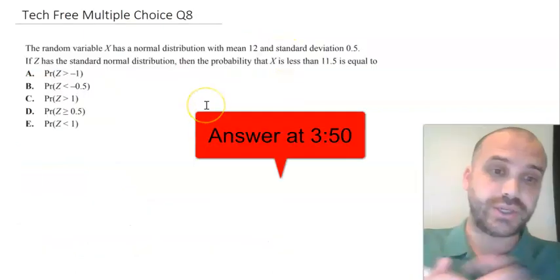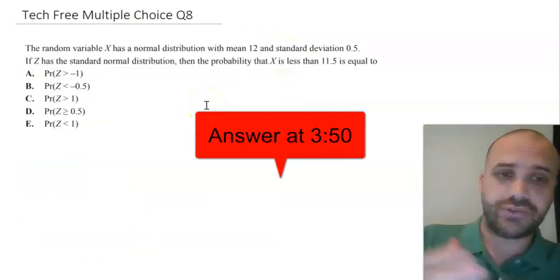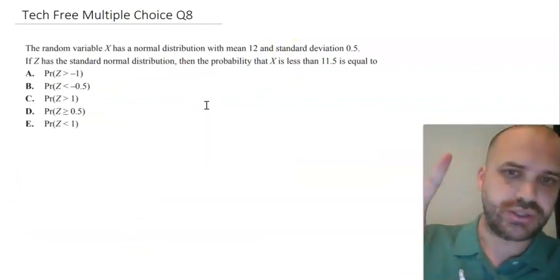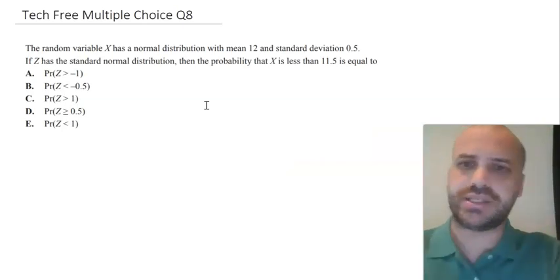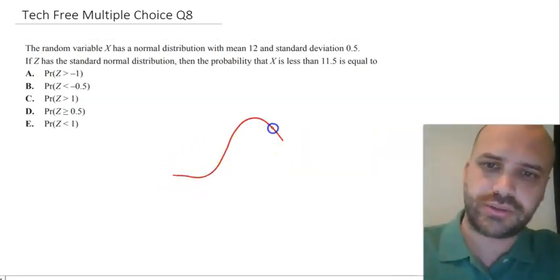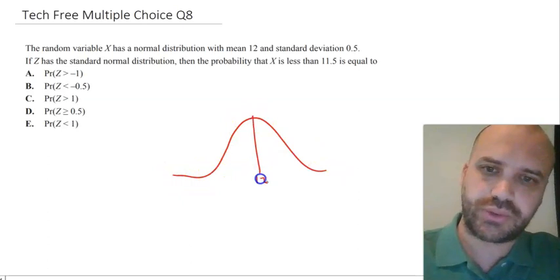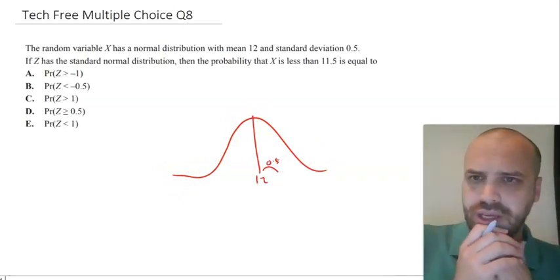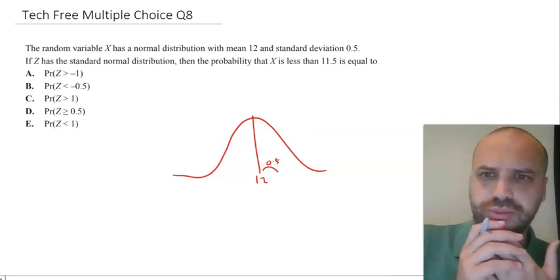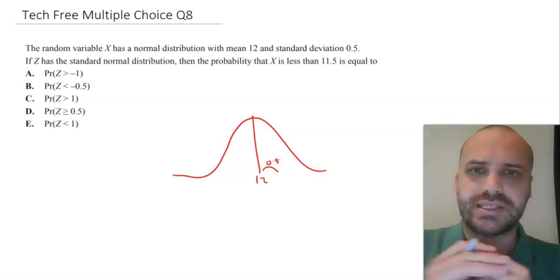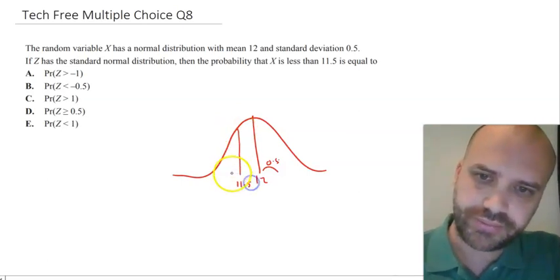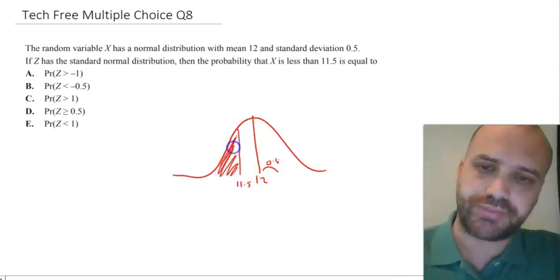Alright, so next question here, still tech-free. Give yourself 90 seconds, go. And I'm going to solve it in 3, 2, 1, let's do it. It's a normal distribution with a mean of 12 and a standard deviation of 0.5. Z has a standard normal distribution and the probability that x is less than 11.5. Alright, here's 11.5 here.